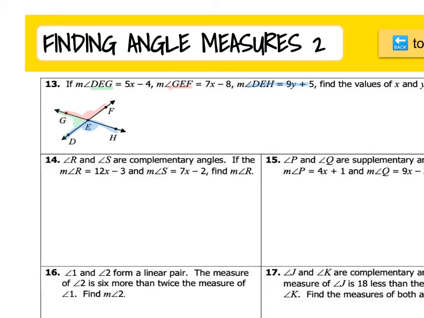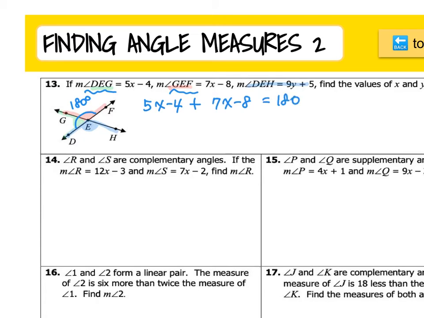We can tell angle DEG and angle GEF, they are a linear pair. Linear pair means they lie on that straight line, right? So that will be 180 degrees. So let's set up that equation. 5x minus 4 from angle DEG plus 7x minus 8 from angle GEF equals 180.